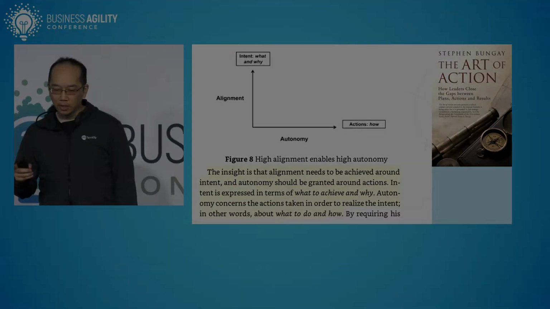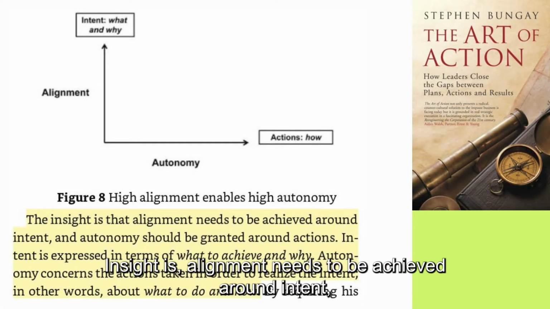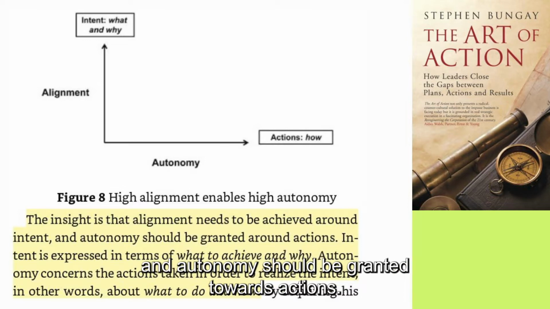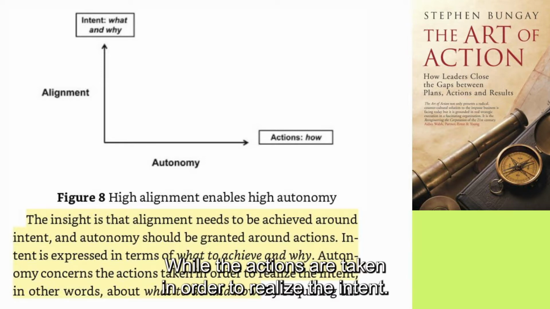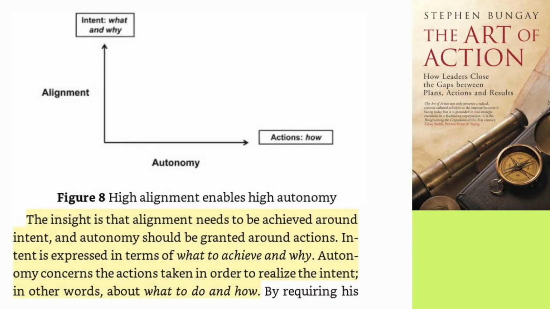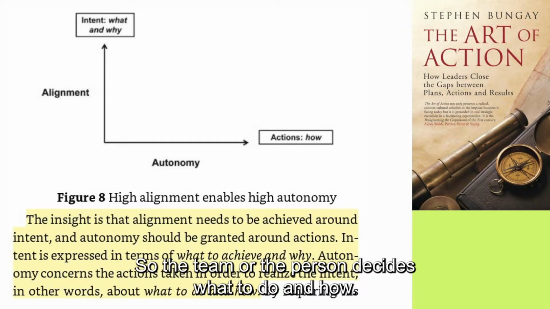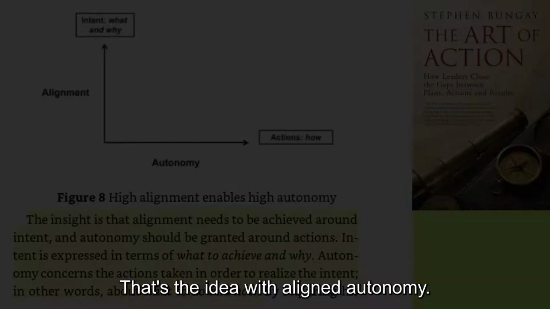Cool. So the insight is alignment needs to be achieved around intent, and autonomy should be granted towards actions. Intent is expressed in terms of what to achieve and why, while the actions are taken in order to realize the intent. So the team or the person decides what to do and how. That's the idea with aligned autonomy.